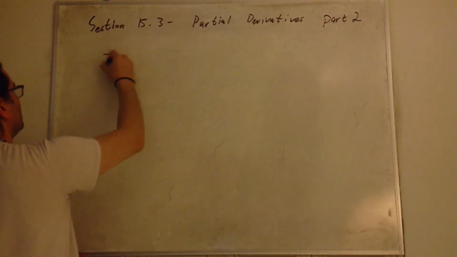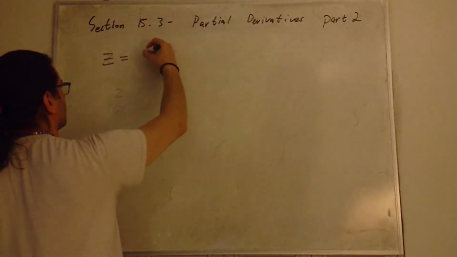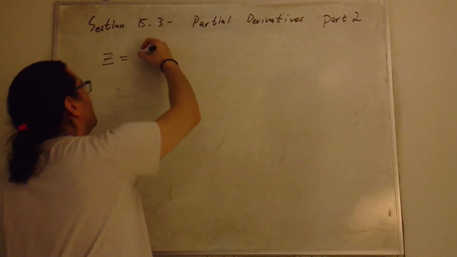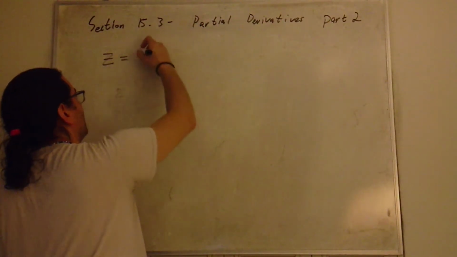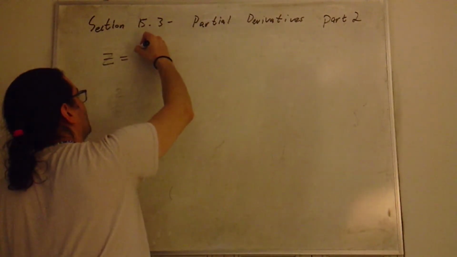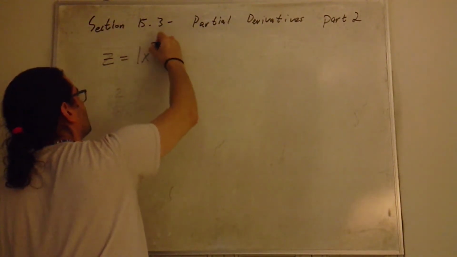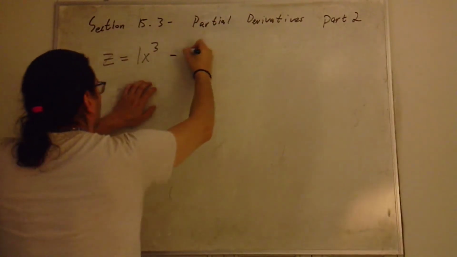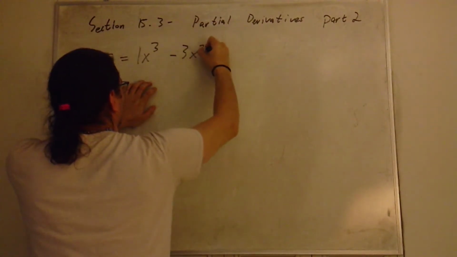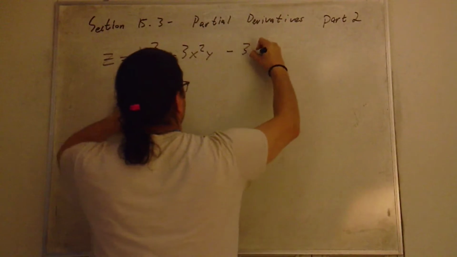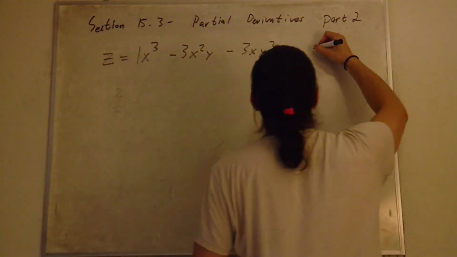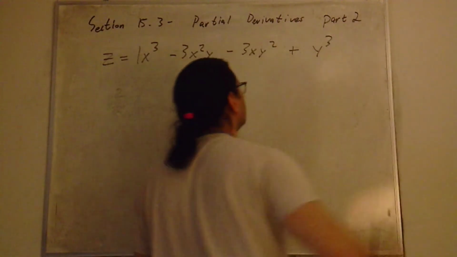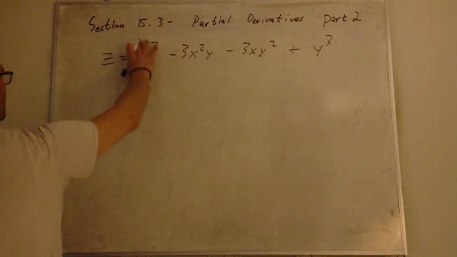Let's do z equals, let's just do an entire polynomial. Everything third degree. We'll do x cubed minus 3x squared y minus 3xy squared plus y cubed. I guess I don't need the 1 there.